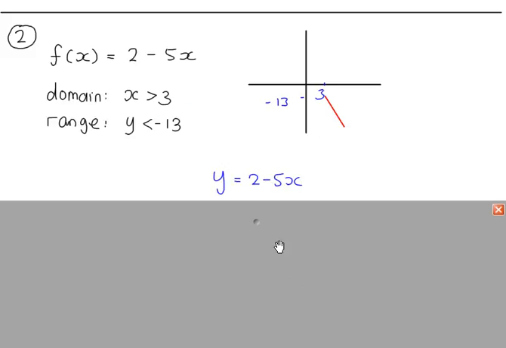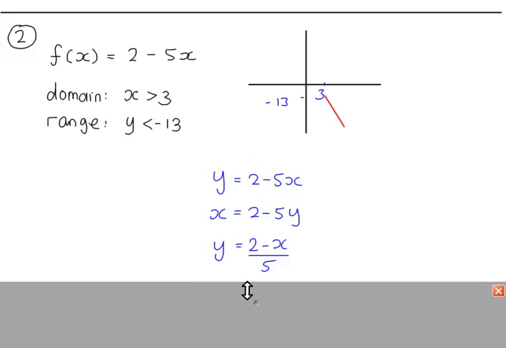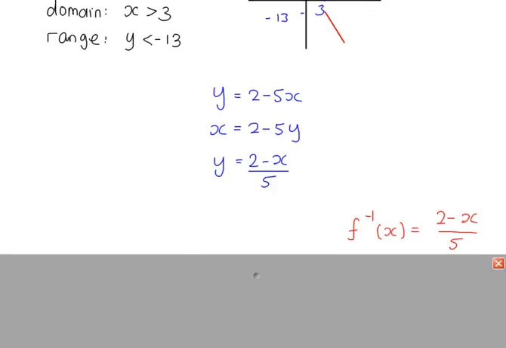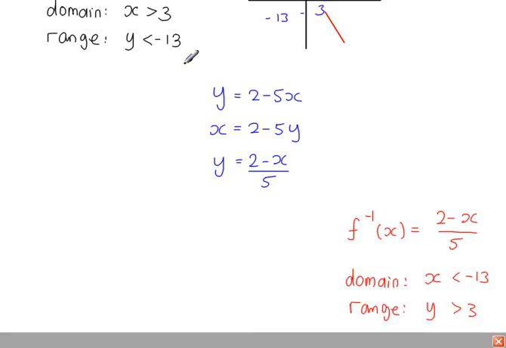So to get the inverse function, swap the x and y around, rearrange to make y the subject, then use function notation and write down the new domain and range by swapping over the domain and range here.